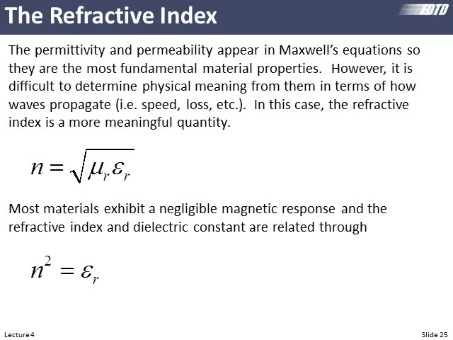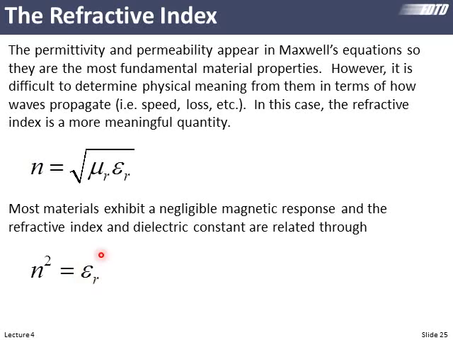So how do we calculate the refractive index? We calculate that from the relative permeability and the relative permittivity. We multiply those together, take the square root, and we have refractive index. Now in most materials, we can ignore or it has almost zero magnetic response, so the relative permeability would just be 1, and the refractive index squared in this case equals the permittivity, or refractive index equals square root of the relative permittivity. We also call this relative permittivity dielectric constant.